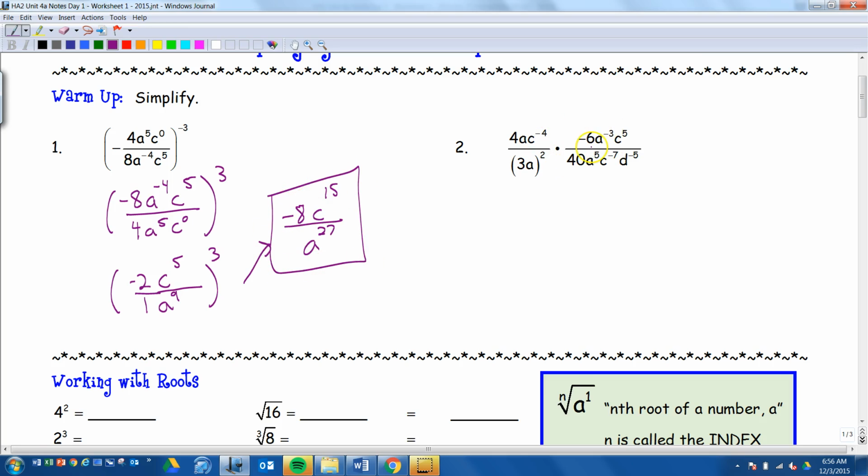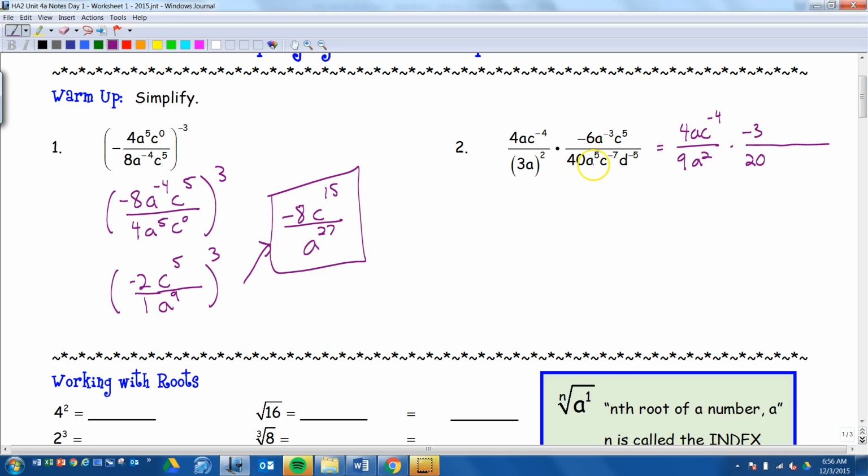Same thing here. I'm going to simplify everything first. I get 4a, I'll just rewrite this one first, over 3 squared is 9, a squared is a squared. Times, I'm going to start simplifying this. They both divide by 2. So I'm going to say it's -3 over 20.